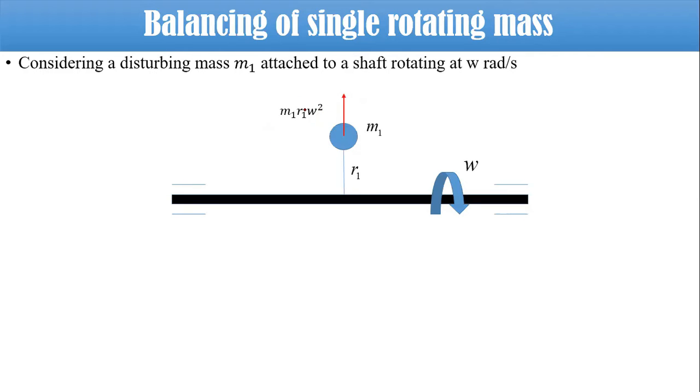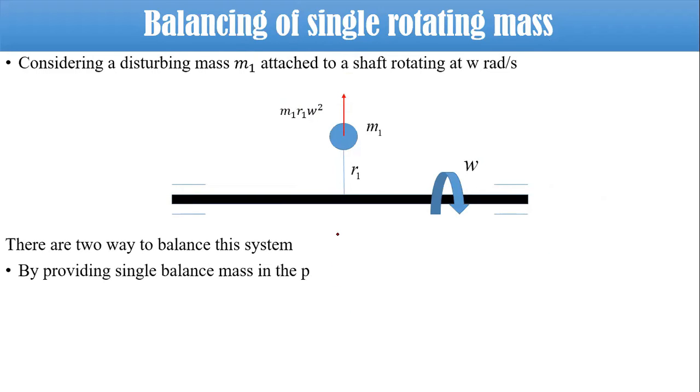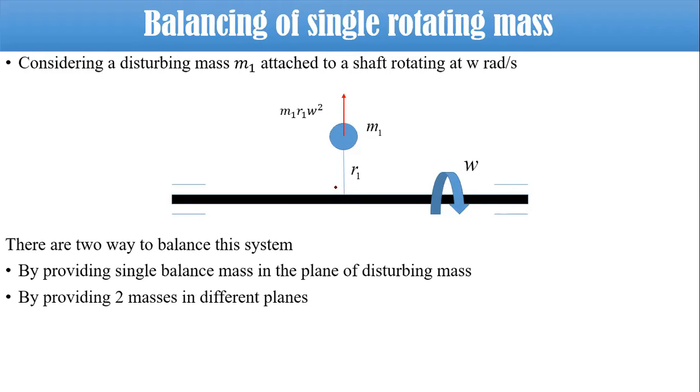So this centrifugal force creates a disturbance in the system, and because of that disturbance there will be unbalance in the system. Now we have to balance the system. Basically, there are two methods by which we can balance it. Number one is by providing a single balancing mass in the plane of the disturbing mass, but directly opposite to the disturbing mass. The other method is by providing two different masses in two different planes, but directly opposite to this mass. We will go one by one.